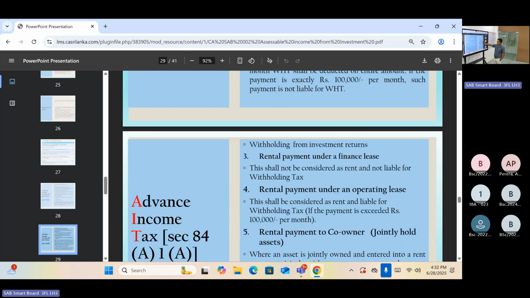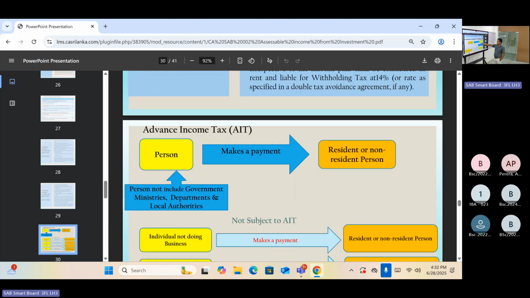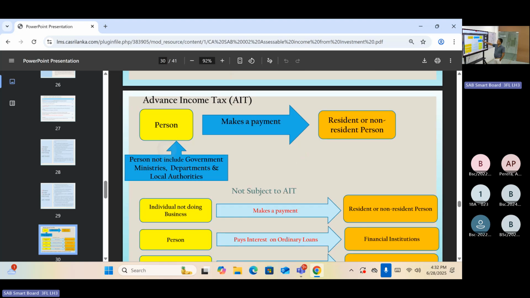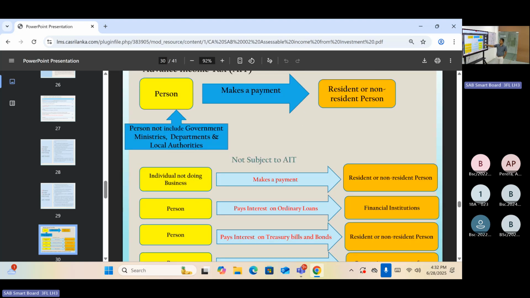Withholding tax is not applicable in this context. An individual not doing business making a payment has no requirement to deduct tax. So a person who pays interest on an ordinary loan is not required to deduct withholding tax, because the payer has to deduct tax. When we obtain a loan from a bank, we are making the payment, interest plus capital. We cannot deduct withholding tax on such a loan.